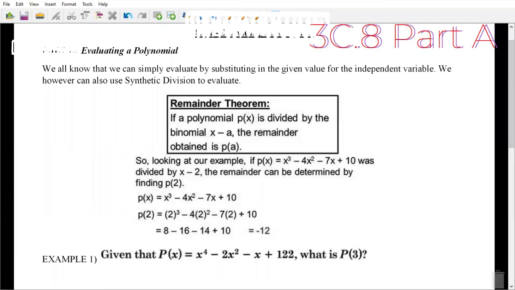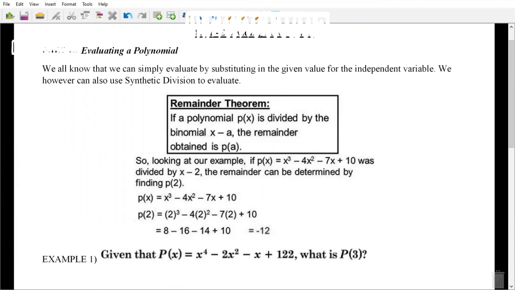A polynomial, okay? We all know that we can simply evaluate by substituting in the given value for the independent variable, right? So if I tell you x equals 2, you just plug it in and you do all the math, right? However, we can also use synthetic division to evaluate, okay? What this is called is our remainder theorem.